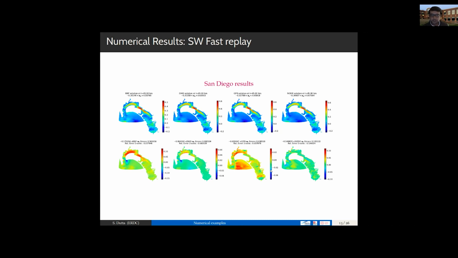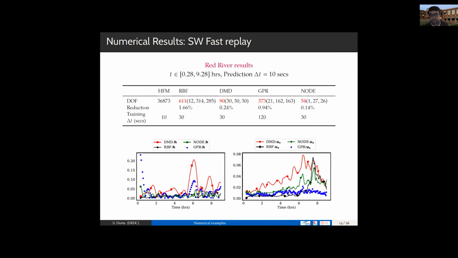But if you look at the actual error profiles, obviously the error range is the lowest with GPR and DMD. And even though the error range is kind of similar with node and RBF, you can see that the node errors are much more localized as opposed to a more uniform distribution of error with RBF. So this encourages us to think that we can figure out ways to make the node approximation even better by maybe enriching the POD basis that is being used or looking at some other methods.